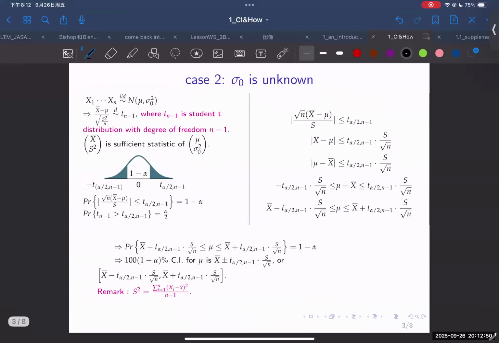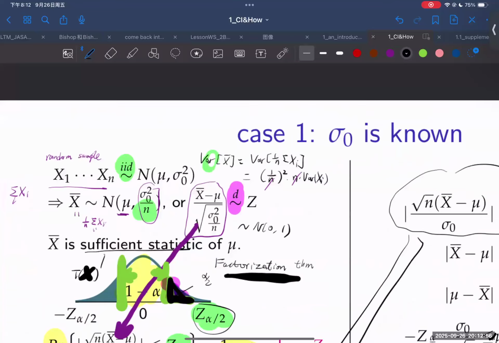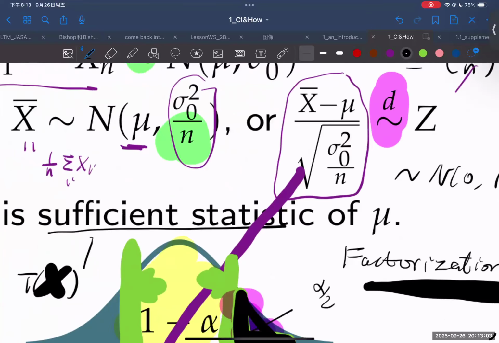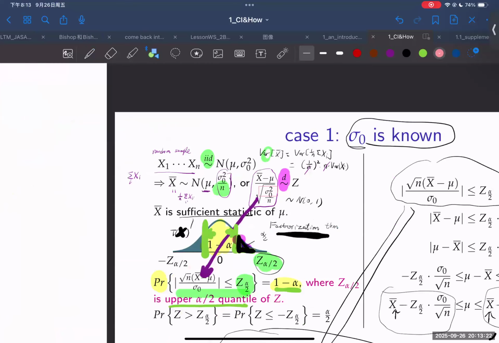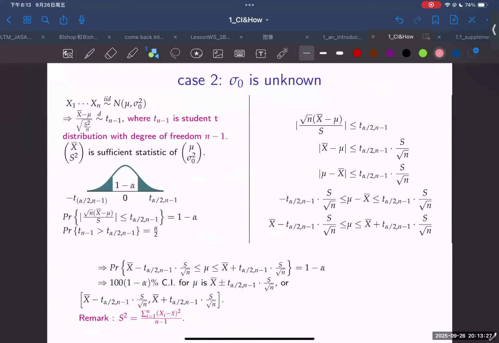Okay, next we go to the situation, case 2. Attention, the first one I want to say more about: in this situation, sigma naught is known. Sigma naught is known, so in this situation you can use standardization. Because here you put sigma naught square into this place, and then you can have a standard normal. This is case 1.